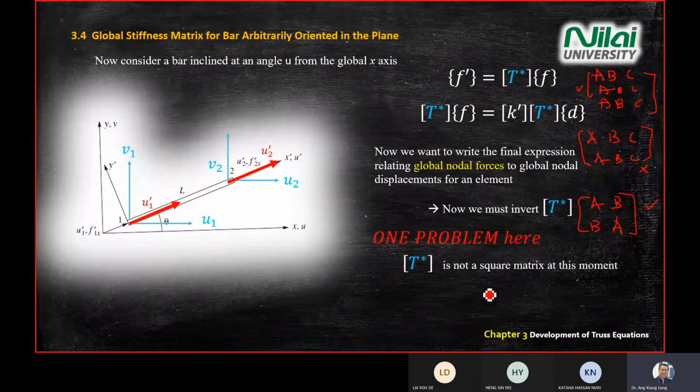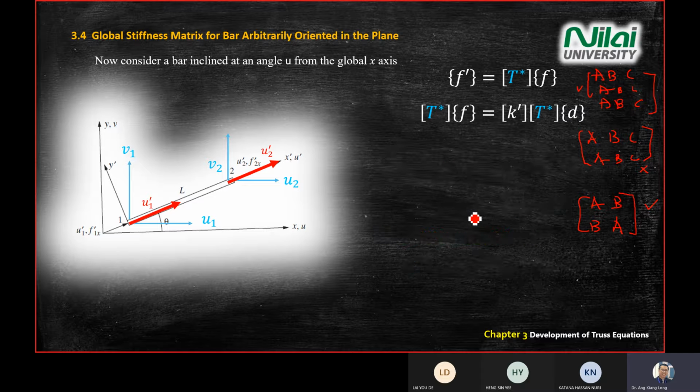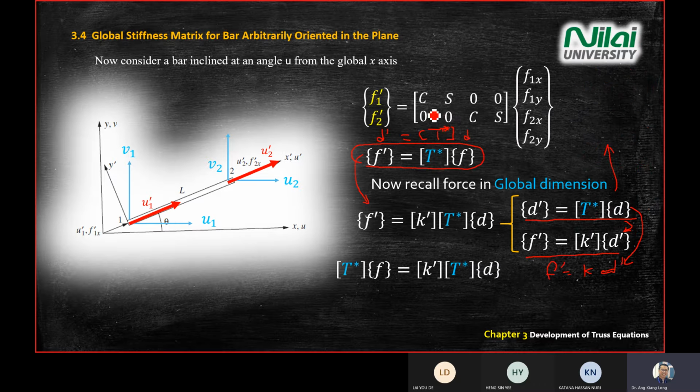Okay, now we stopped at these slides where we mentioned that our T star transformation matrix here is not a square matrix. So now we need to fix this. We need to put our transformation matrix into a square matrix, where it will fit our case here. So we need to build from a 4 times 2 matrix like this into a 4 times 4 matrix.